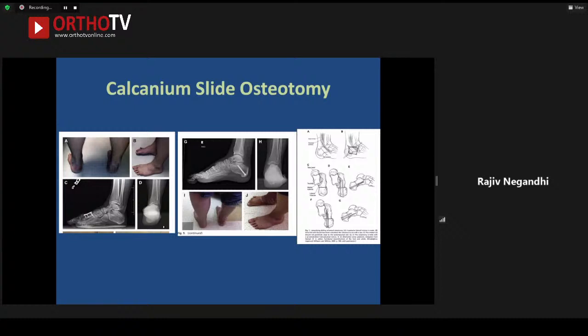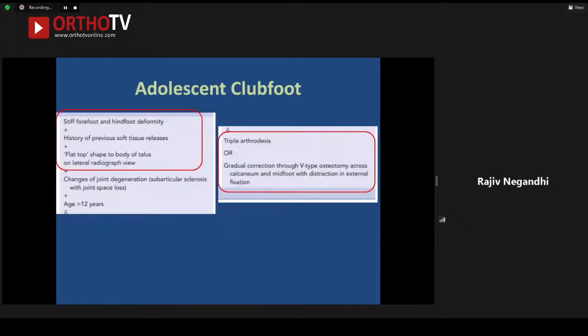The patient, who is an adolescent boy having a heel varus, was treated with a sliding osteotomy of the calcaneum and was fixed with two screws. If the deformity is still persistent and the child is an adolescent, then you can do a triple arthrodesis, or you can go for a midfoot osteotomy as well as a calcaneum osteotomy together. You may combine this with an external fixator or without it.